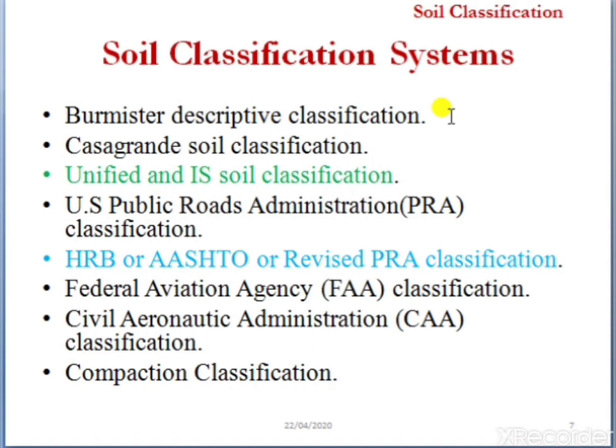HRB or AASHTO or revised PRA classification. So here HRB means Highway Research Board classification, and AASHTO means American Association of State Highway Officials classification. Then we have Federal Aviation Agency classification, Civil Aeronautics Administration classification, and compaction classification. So these are all the different classes on which the soil is being classified.